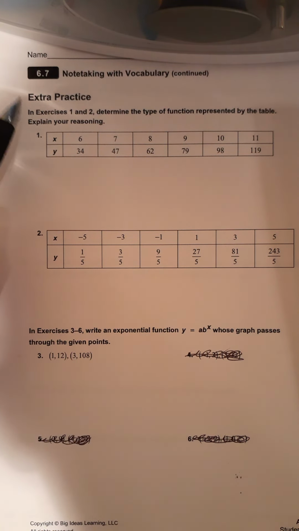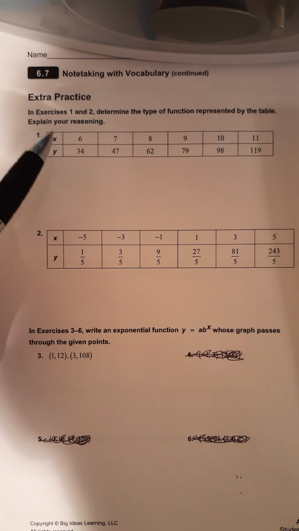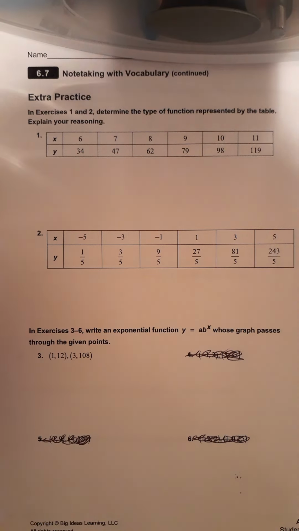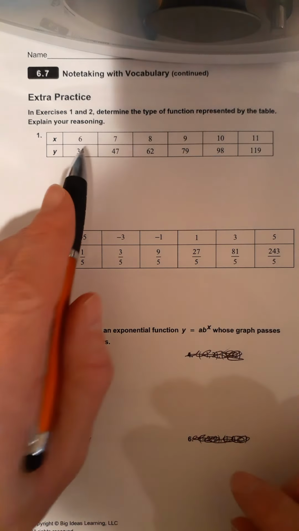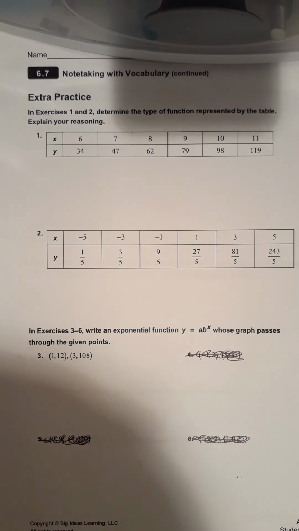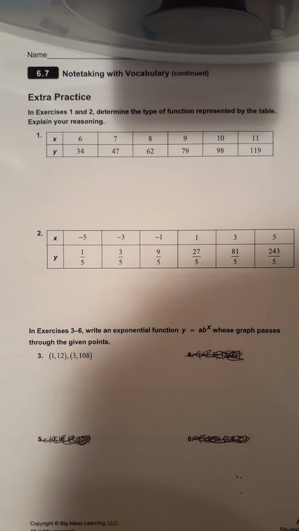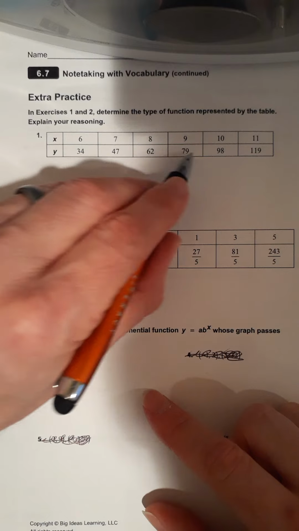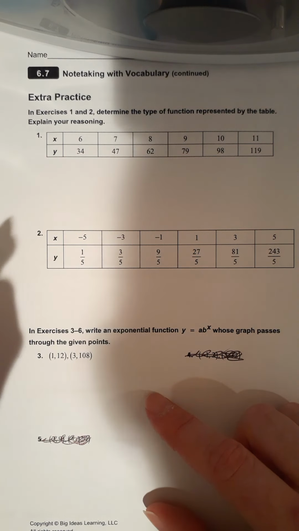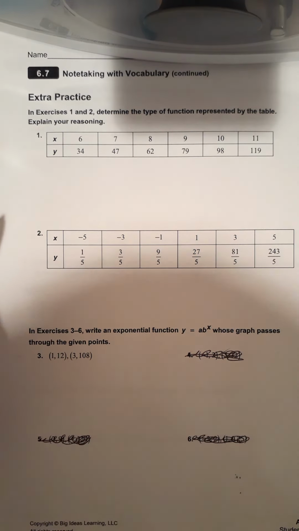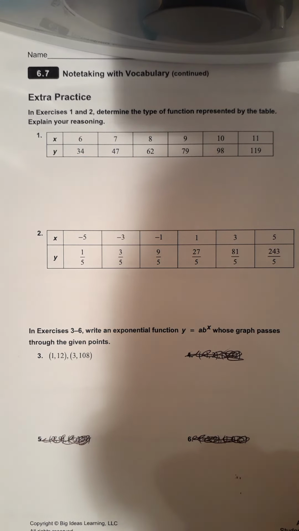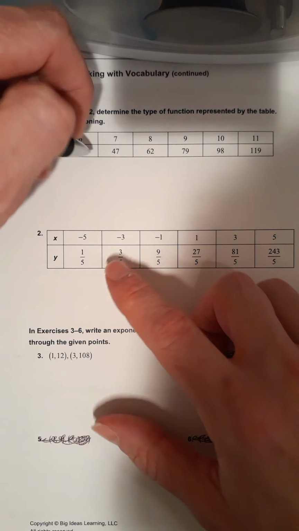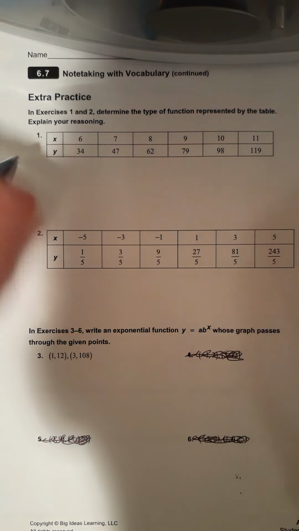So let's get going. 6.7, extra practice. Determine the type of function represented by the table. Explain your reasoning. So what we want to do is look at this table and figure out, first of all, whether it's exponential or not. If you can multiply these numbers by something to get the next number each time, it's exponential. And if you can add to get to the next number, then it's polynomial, which we've been doing for most of the year. So let's see if it's exponential.